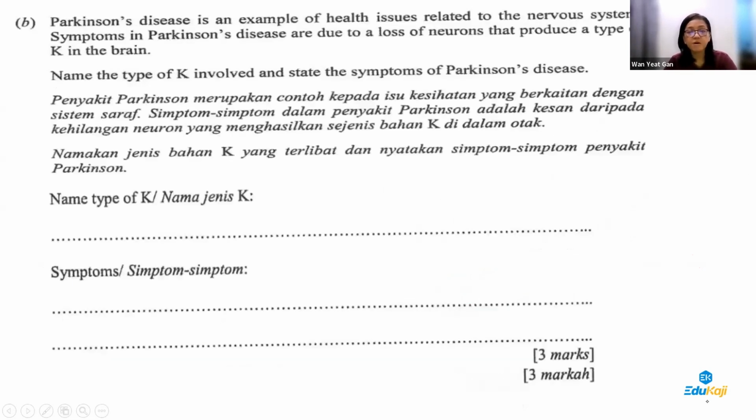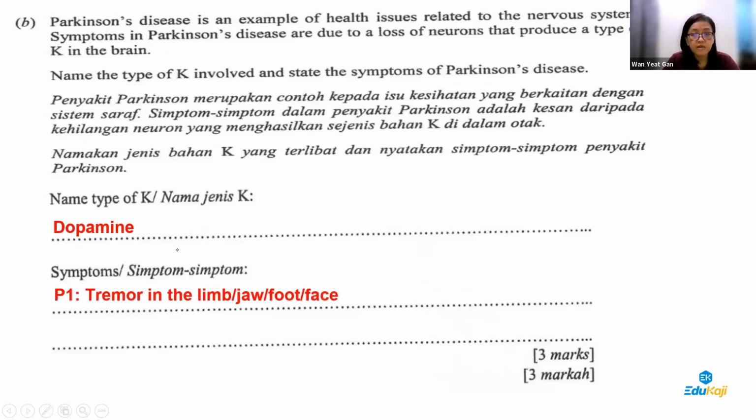Parkinson's disease is an example of a health issue related to the nervous system. Symptoms in Parkinson's disease are due to a loss of neurons that produce a type of K in the brain. Name the type of K involved and state the symptom of Parkinson's disease. A person who has Parkinson's has lower production of dopamine. Dopamine is a neurotransmitter. The symptom associated with Parkinson's disease is tremor.